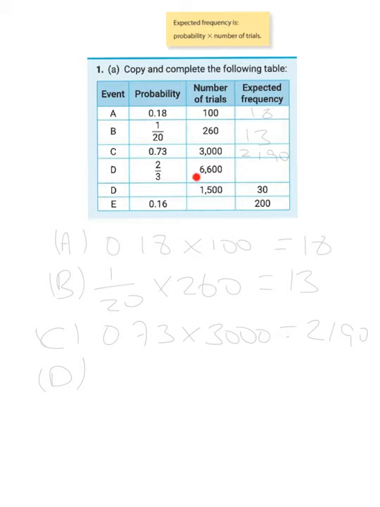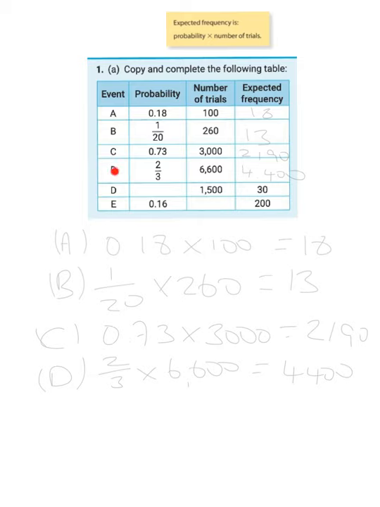D then, so D is, they gave you the probability to be 2/3 of this event, and the number of trials they carried out was 6,600. So what was the expected frequency? So again, it's probability by the number of trials. So that would give me 2/3 multiplied by 6,600. So that would give me 4,400. So 4,400.